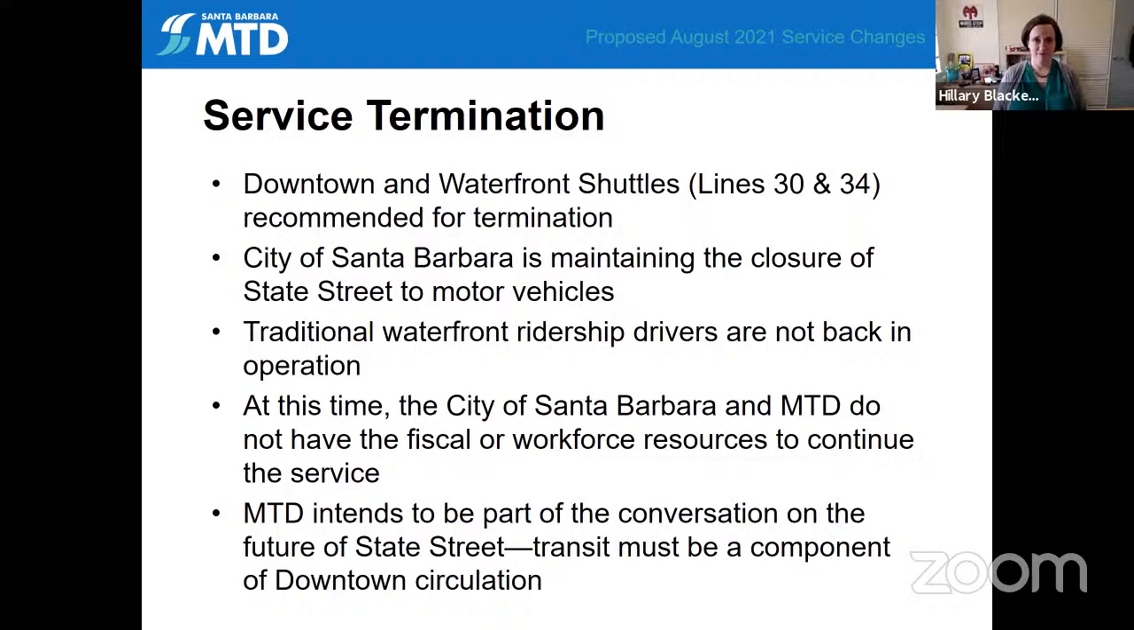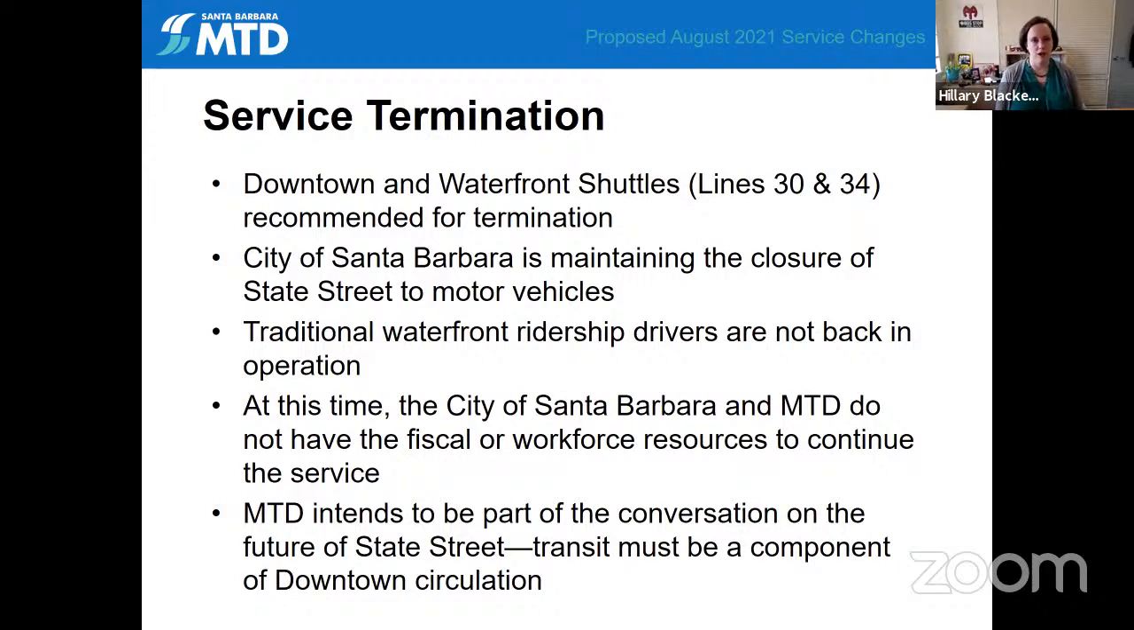So service termination, never something we like to talk about, never something we like to propose, but we have a real situation with lines 30 and 34, which are the downtown and waterfront shuttles. They've been around for 30 years now in some form or another, but there are several things driving this. One is, of course, the traditional route up and down State Street for the downtown shuttle is not currently possible with State Street being closed to motor vehicles, and it seems probably forever.